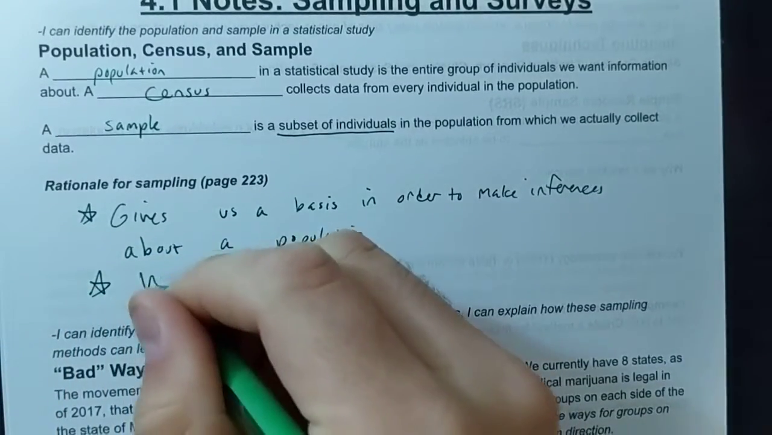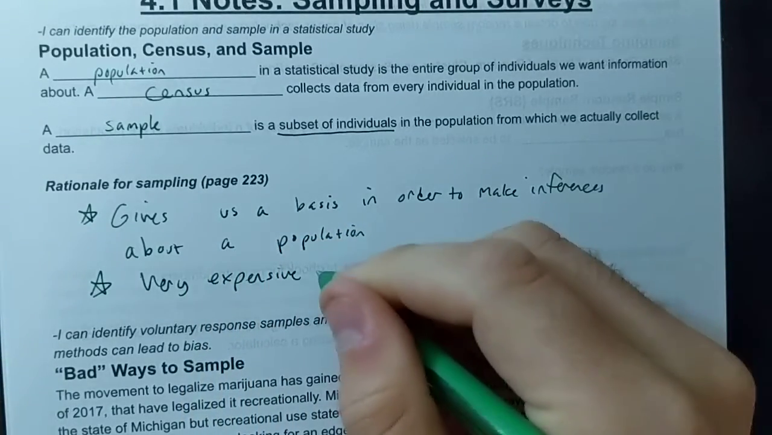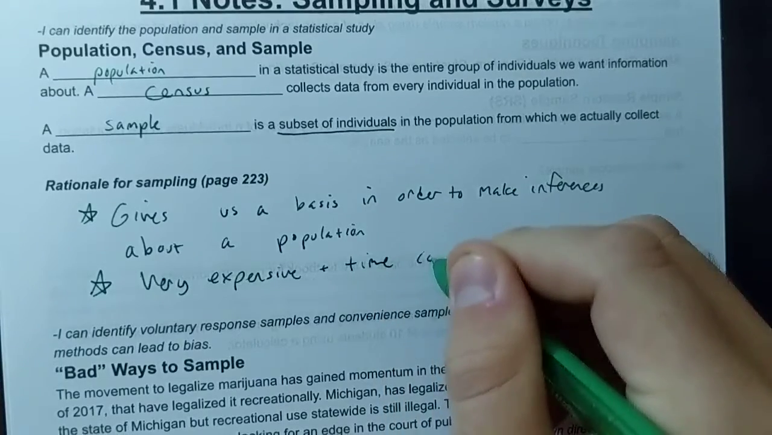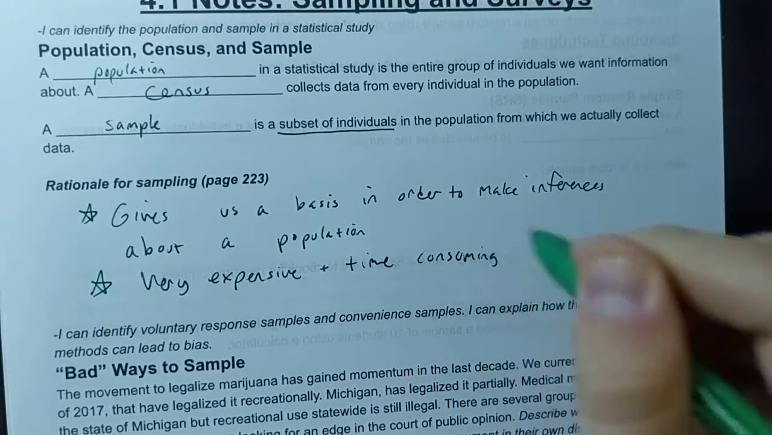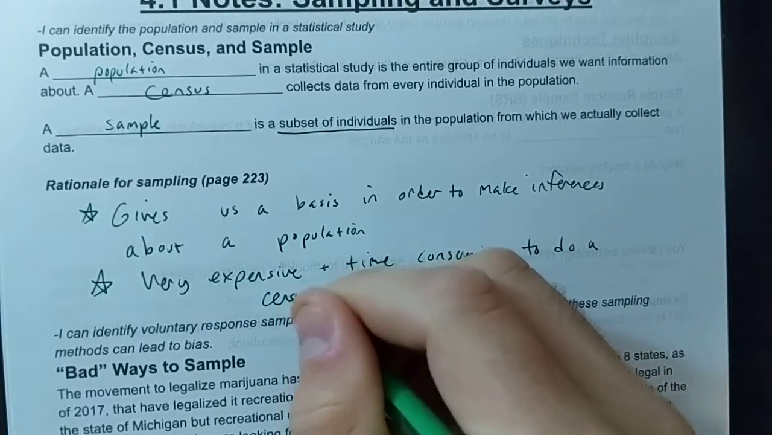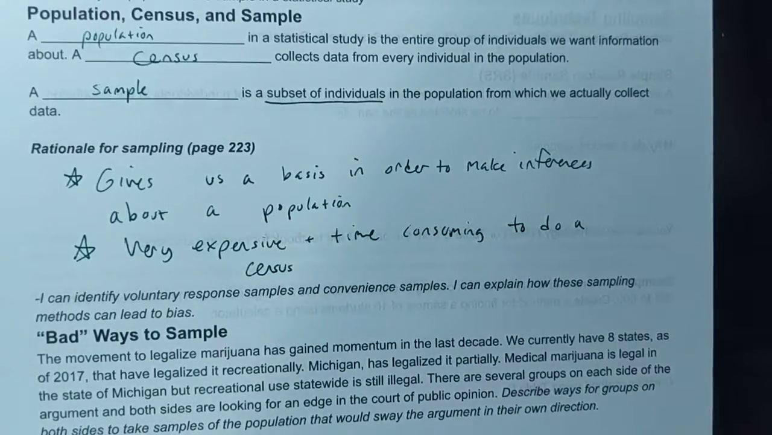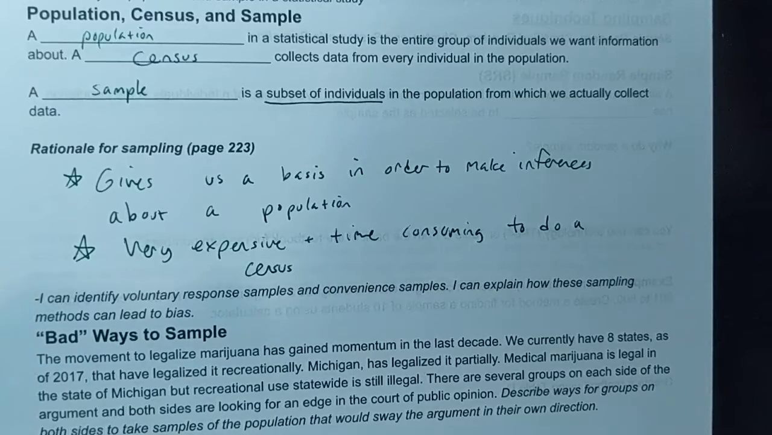A census is very expensive and time consuming to do. Every 10 years, the United States does a countrywide census of every single person that lives in the United States, and that takes years and lots of money and lots of manpower. So sampling is a shorter turnaround time, it is cheaper, and does a pretty good job, even though you're not talking to every single person in the population.